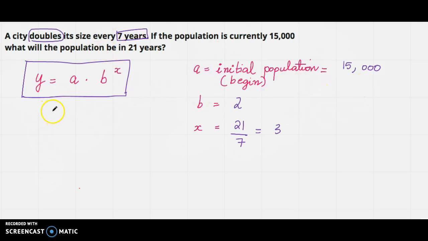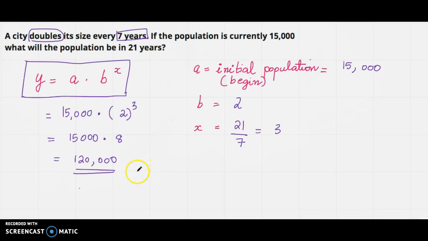All right. So how do we use this equation to solve this? Instead of A, we plug in 15,000. This is 15,000 times, B is double, so we put the number 2. X is how many times it doubles in the given number of years. 21 total years, and it doubles every 7 years. So 21 divided by 7, this is going to happen 3 times. So what we have to do is multiply 15,000 times 2 to the power of 3, which is 8, and then 15,000 times 8 is 120,000. So that is our population.